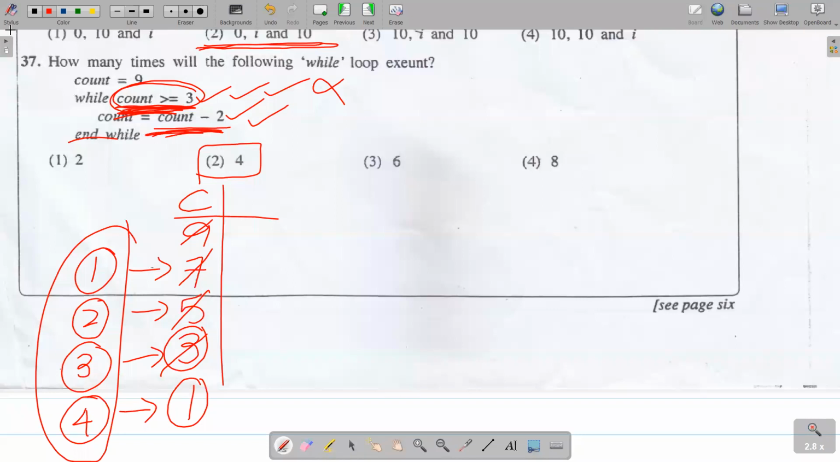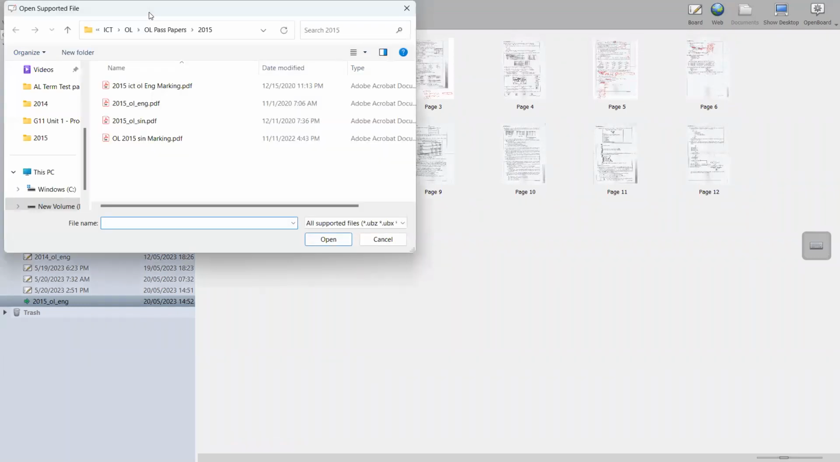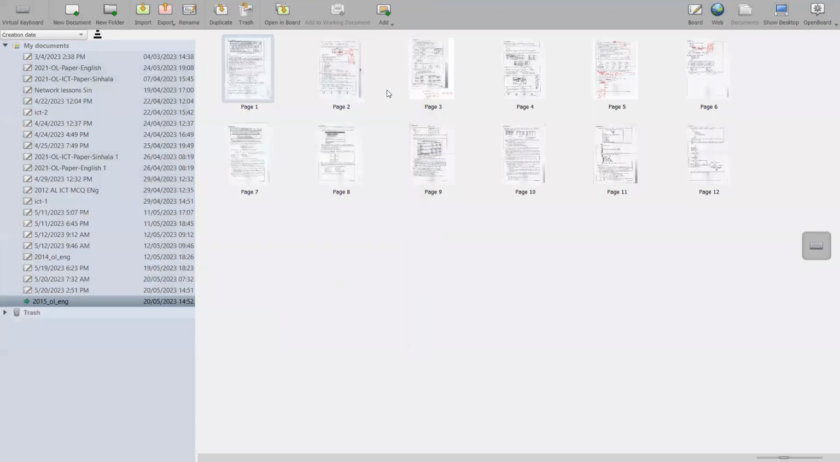Okay, so you can try the first question of the second paper. Meanwhile, I'll take the paper. Oh, it's there already. The entire paper is here. Great.